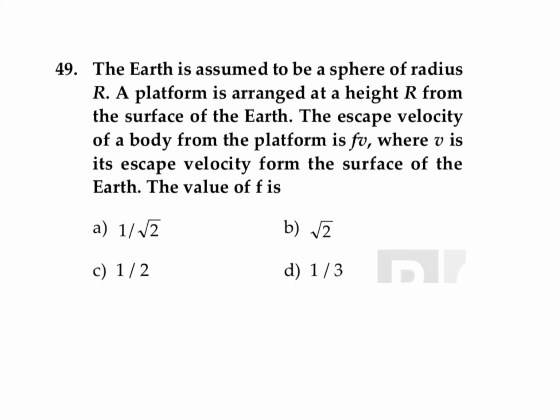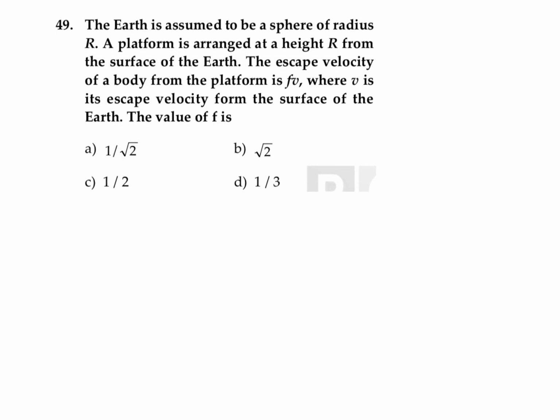Here it is given that the Earth is assumed to be a sphere of radius r. A platform is arranged at a height r from the surface of Earth. Escape velocity of a body from the platform is Fv, where v is its escape velocity from the surface of Earth. Then the value of F is.